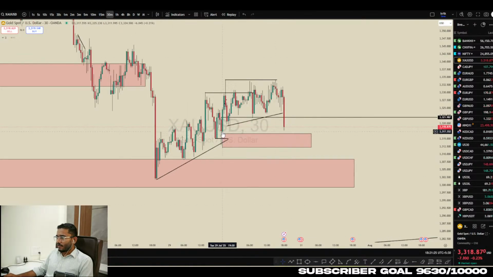So right now we have only this order block where price has liquidated because we have lots of liquidity above this high. If this high breaks, then we can look for another entry.